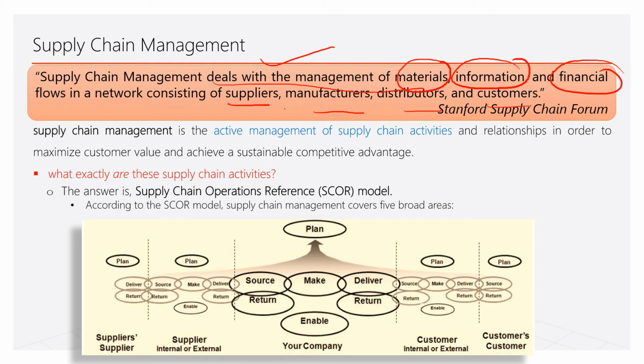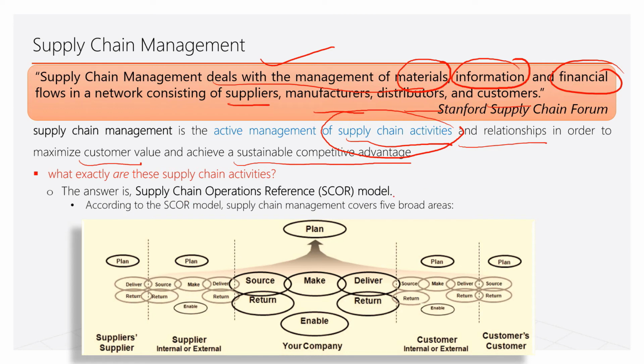So in a supply chain, we can also say it is the active management of supply chain activities and their relationships in order to provide the maximum value to the customer and get a sustainable competitive advantage. Now the question is, what are the supply chain activities? To answer this, the best answer is the SCOR model, which is the supply chain operational reference model.